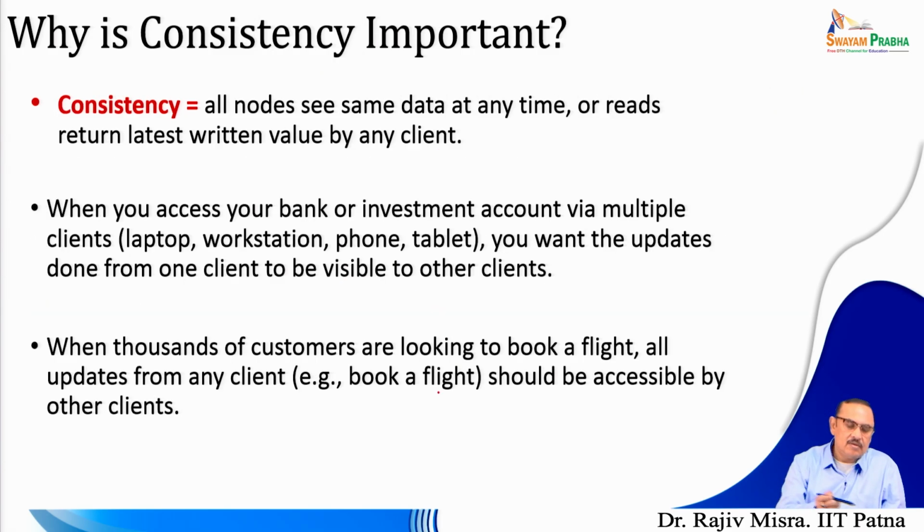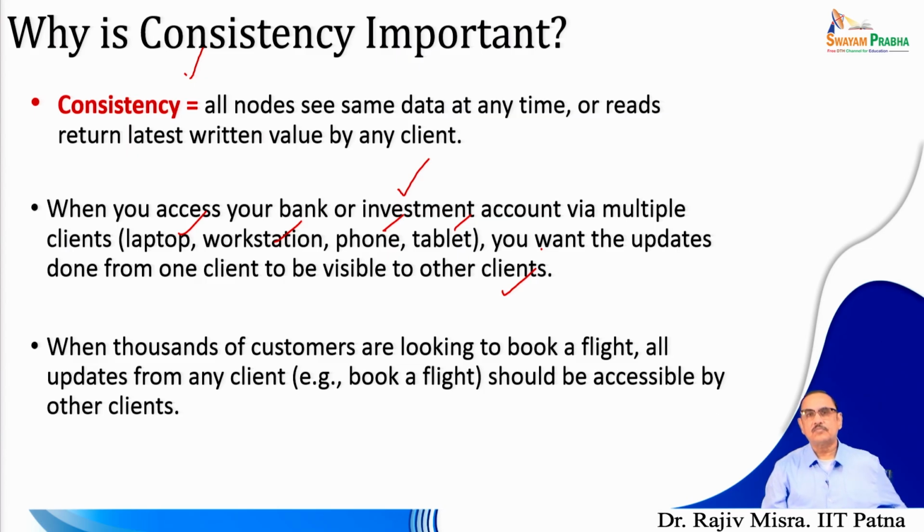The other important aspect is called consistency, that all the nodes see the same data at any time, or return the latest written value to any client. When you access your bank account or investment account via multiple clients such as laptop, workstation, phone, tablet, you want to see the updates done from one client visible to the other clients. When thousands of customers are looking to book a flight, all the updates from the client that booked should be accessible by the other clients. So, consistency in some of the cases is going to be an important factor.